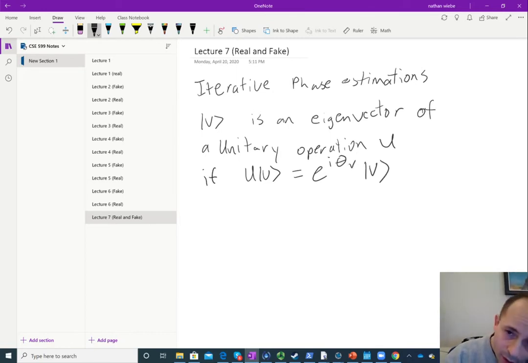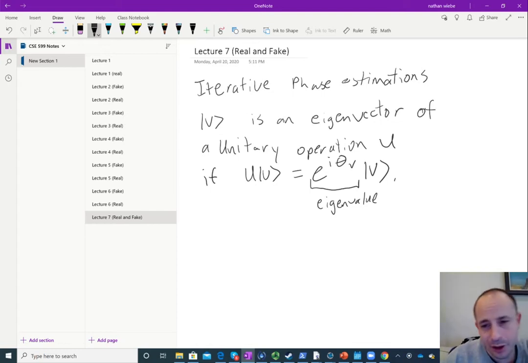Now, in general for an eigenvector, you would have some constant out here. This is called the eigenvalue. It's the constant that the matrix ends up multiplying its eigenvector by in order to get back itself. The definition of an eigenvector is just a vector such that when the matrix acts on the vector, you get the vector back times a constant. Now the eigenvalue here for a unitary matrix has to be of the form e^{iθ_v}.